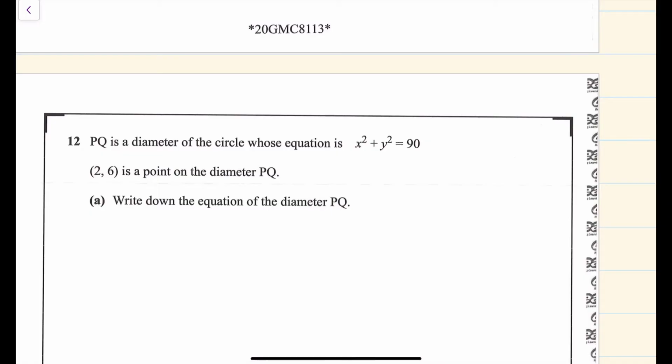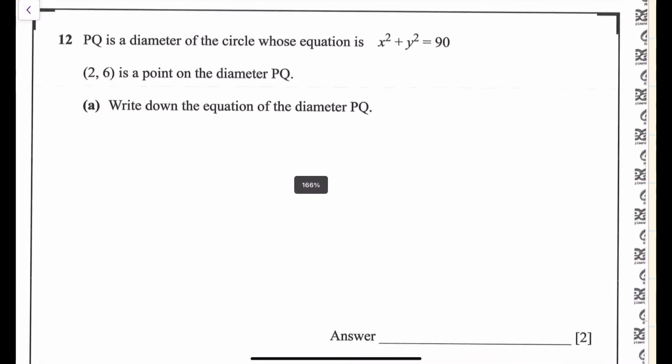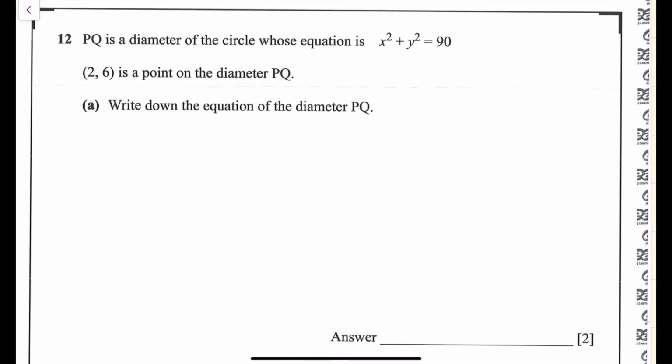What I did like is your lovely coordinate geometry question, and this is about circles as well. It says PQ is the diameter of a circle whose equation is x squared plus y squared equals 90. 2, 6 is a point on the diameter. Write down the equation of the diameter.